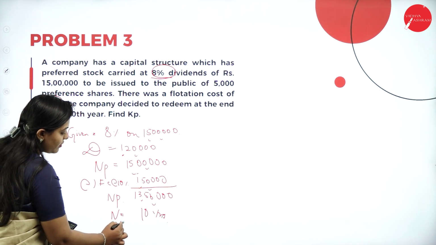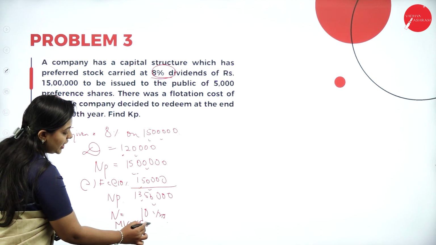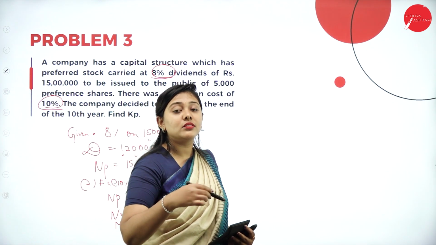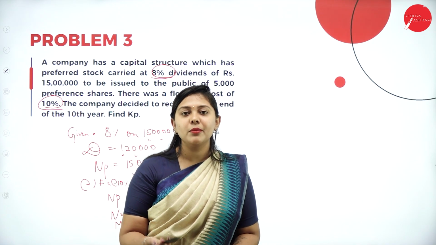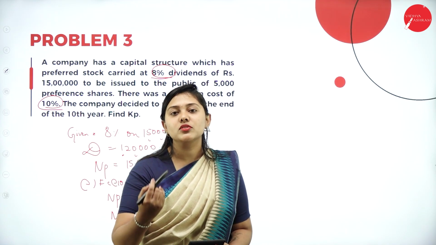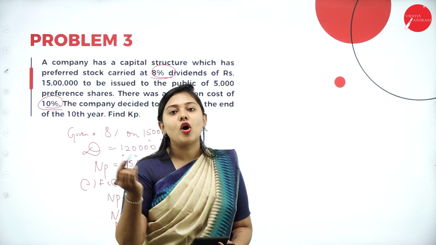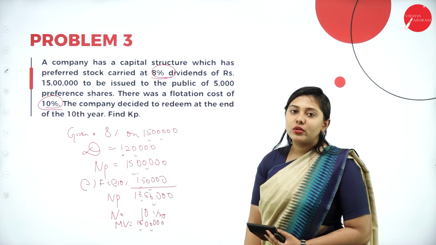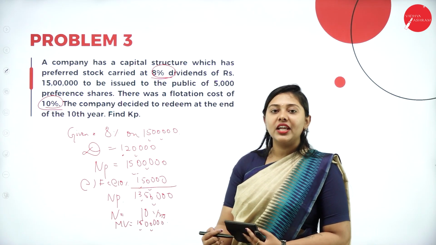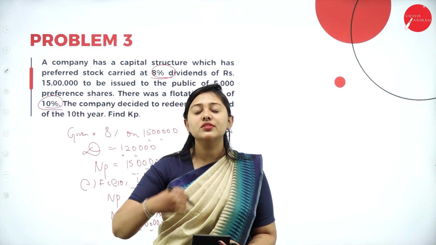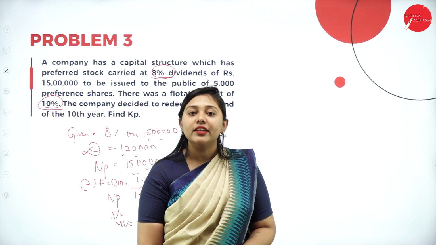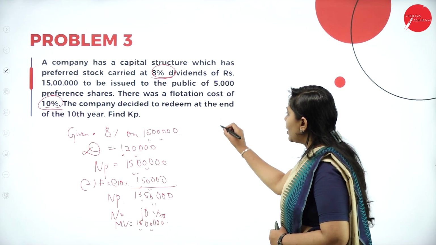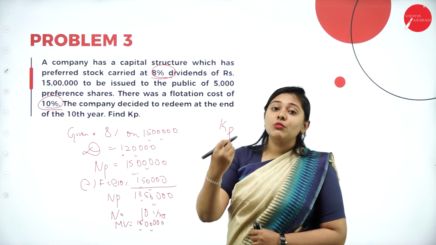So what is the maturity value? Maturity value will be 15 lakh itself, since the company is not redeeming at a premium or at a discount. Since the company is not redeeming at a discount or at a premium, it is redeemed at par. That's why the maturity value is 15 lakh itself. Now let's substitute all the given values into the formula and find the cost of redeemable preference shares.